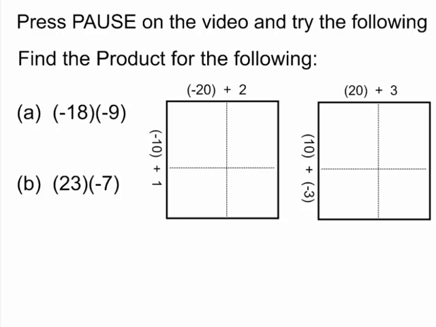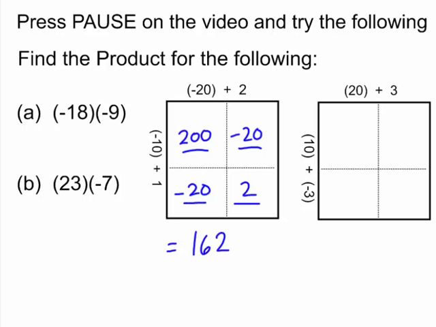So negative 10 times negative 20, positive 200, negative 10 times positive 2, negative 20, 1 times negative 20, and lastly 1 times 2. So when I add those all up, I have 200, 180, 160, 162. Let's move to the second one.